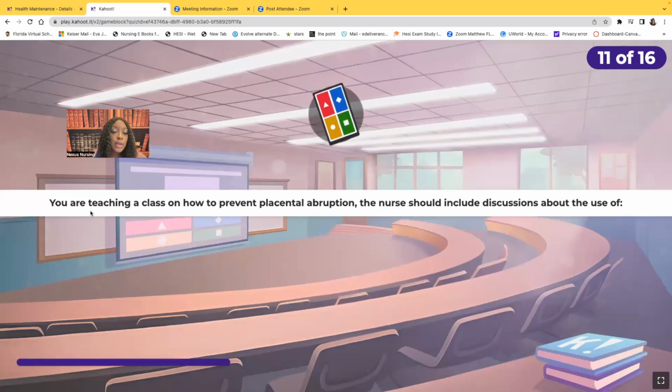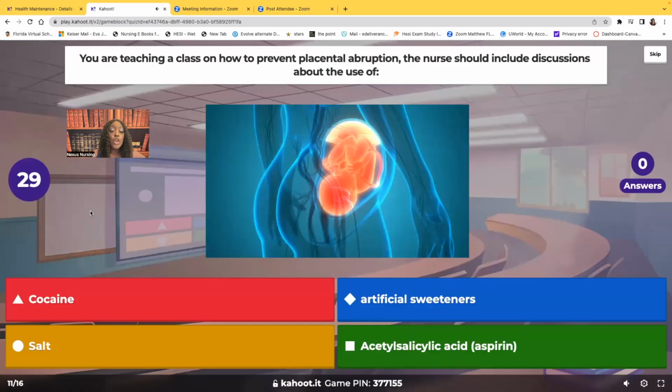You're teaching a class on how to prevent placental abruption. The nurse should include discussions about the use of cocaine, artificial sweeteners, salt, or aspirin. I'm not going to try to pronounce that long word, but that long word, that's aspirin. Acetylsalicylic acid. What's the correct answer?